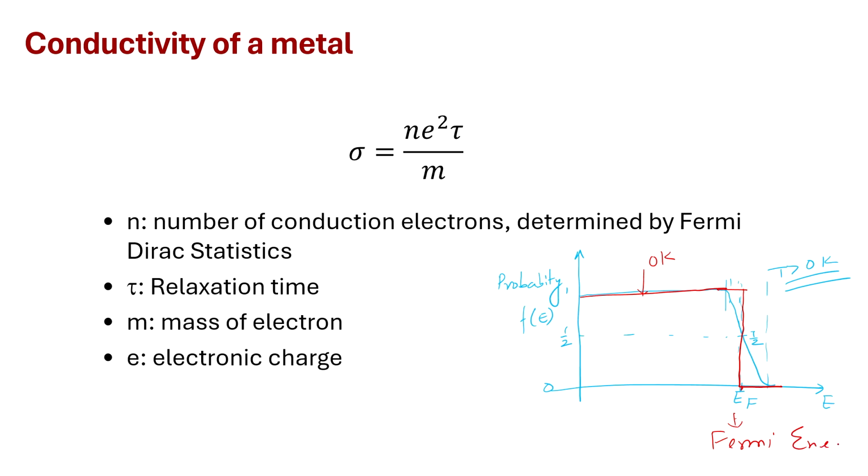And this function is given as F(E) is equal to 1 over 1 plus exponential of (E minus EF) divided by kT. We will look at this equation again, but this is what it means: the electrons which are in the vicinity of the Fermi energy conduct, not all the electrons present in the metal, which was assumed earlier and was proved to be incorrect.